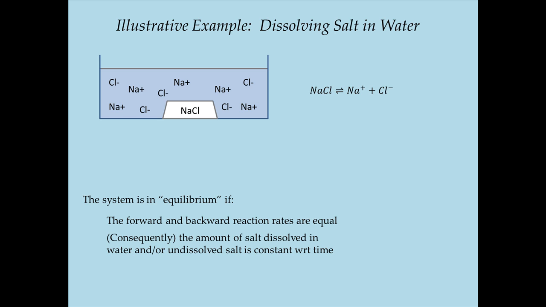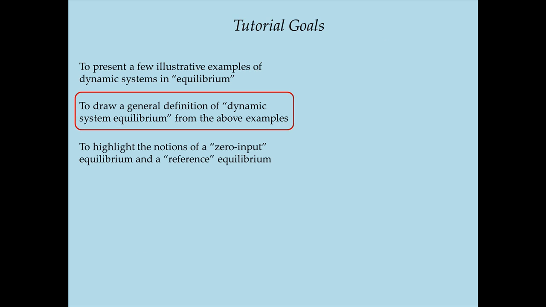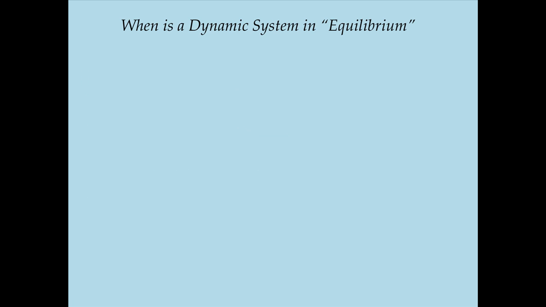So this leads me to the second goal for this tutorial. Now that I've presented a couple of illustrative examples of dynamic systems in equilibrium, I want to draw a general definition of dynamic system equilibrium from the above examples. And unlike the above examples, where I was very informal in my presentation, now we're going to present the definition of an equilibrium fairly formally using mathematics. So when is a dynamic system in equilibrium?